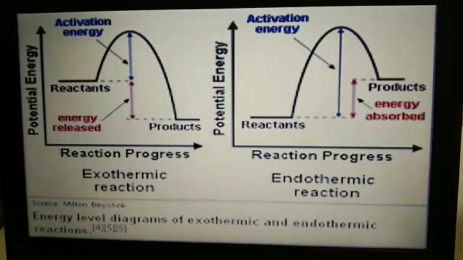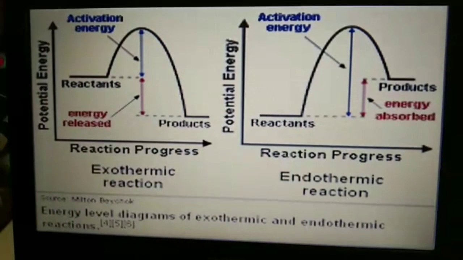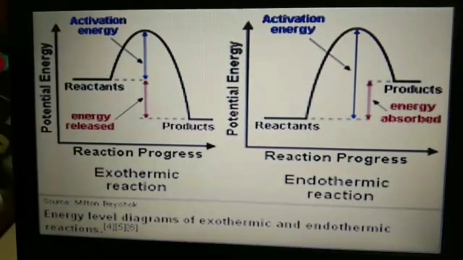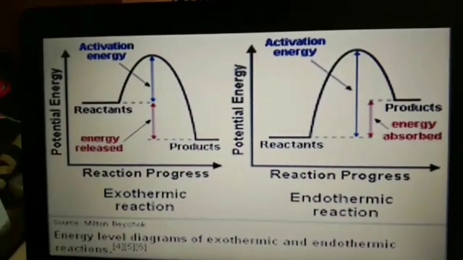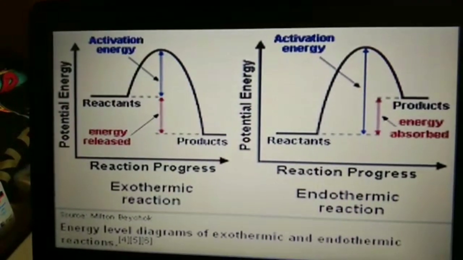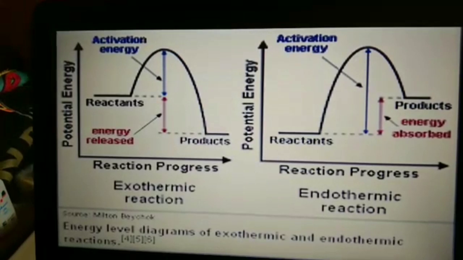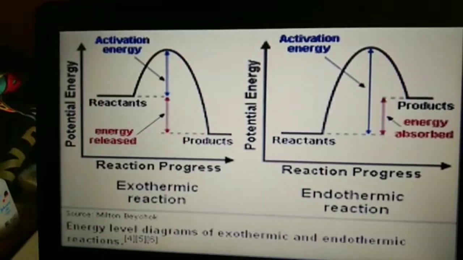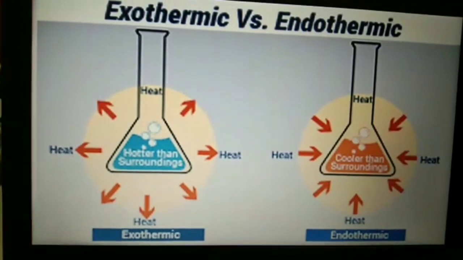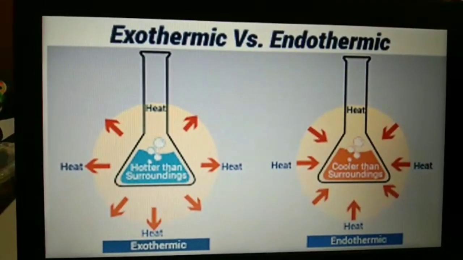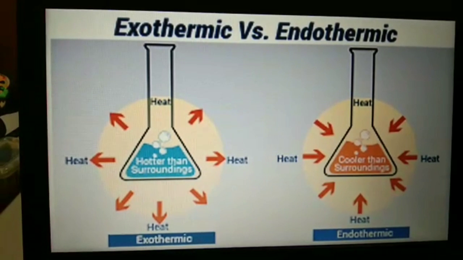In some reactions, the energy that must be absorbed to break the bonds in the reactants is less than the energy that is released when the new bonds of the products are formed. This means that in the overall reaction, energy is released as either heat or light. This type of reaction is called an exothermic reaction. An exothermic reaction is one that releases energy in the form of heat or light.